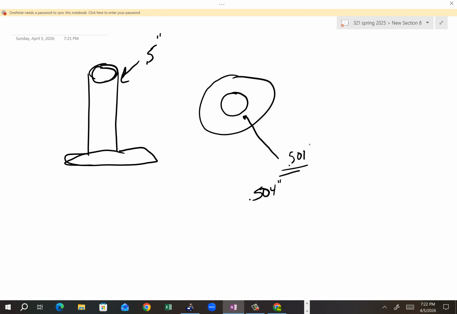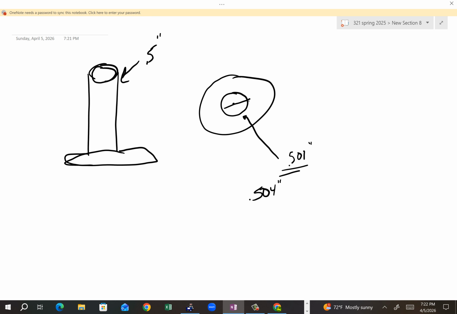So, for instance, let's say we needed to get it to 0.504. How hot would I have to get it? Well, here's what's going to happen. That's the diameter of the hole. Are you with me? When that piece of metal gets hot, it's going to expand, and the hole is also going to expand.